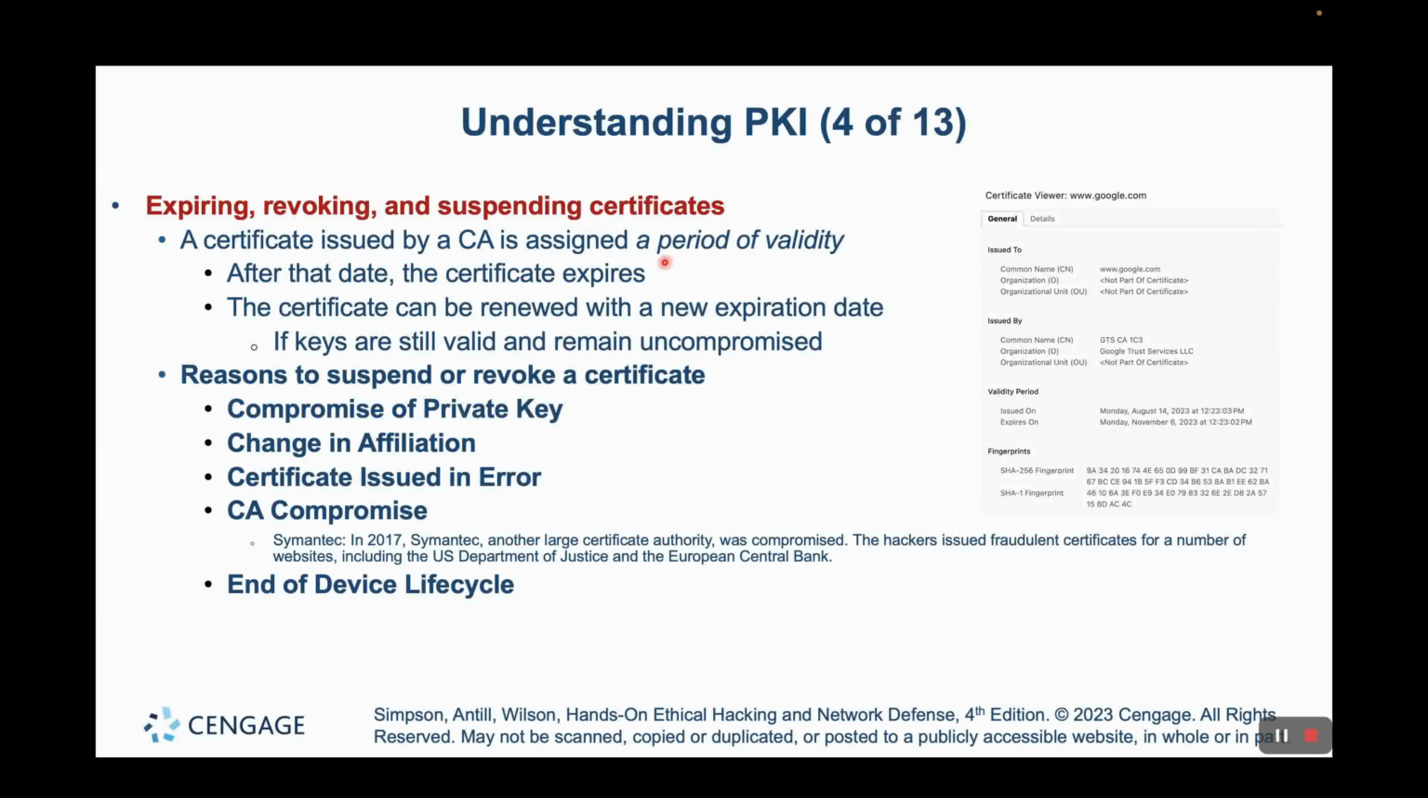Now, every certificate must have a period of validity. And here you can see the validity period, issued on this date for google.com, and it will expire on November 6, 2023 at this time. However, the certificate can be renewed with a new expiration date if the keys are still valid and remain uncompromised. Now, let's take a look at reasons why to suspend or revoke a certificate.